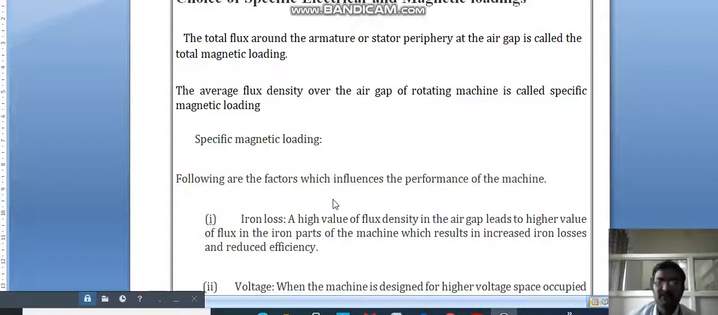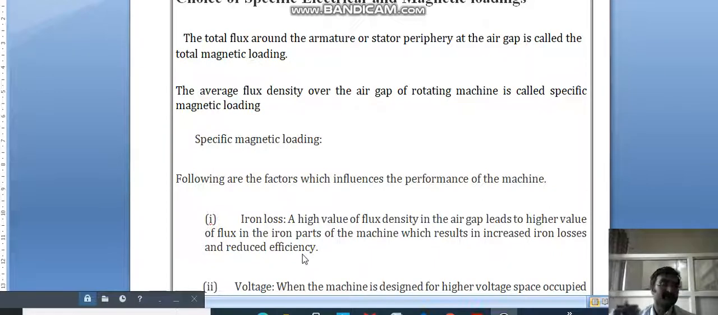The following are the factors which influence the performance of the machines. Iron loss: a higher value of flux density in the air gap leads to a higher value of flux in the iron parts of the machine, which results in increased iron losses and reduced efficiency. So if you go for a high flux density in a particular area, we need a high value of magnetic property in the iron parts, so iron losses will be very high. So we should not go for a very high value of specific magnetic loading.